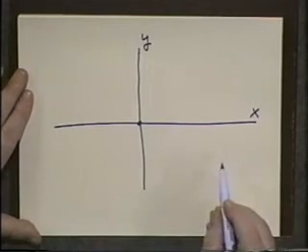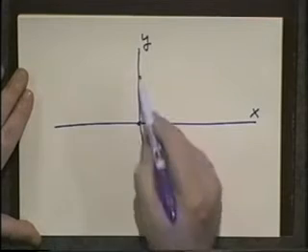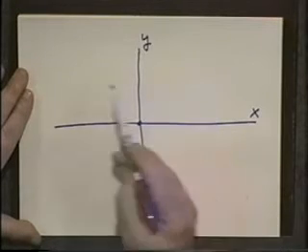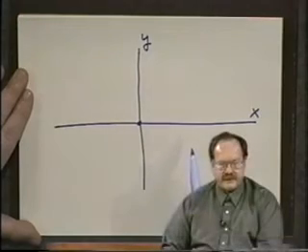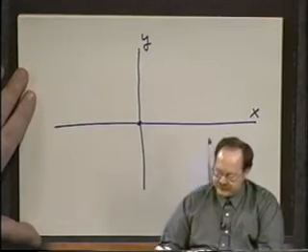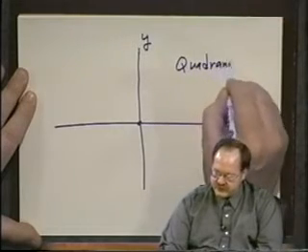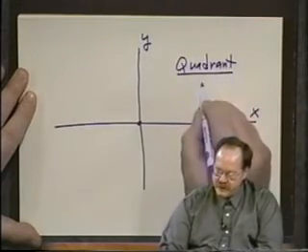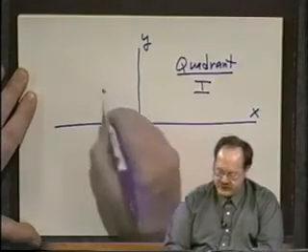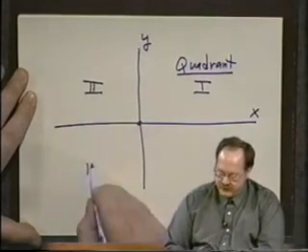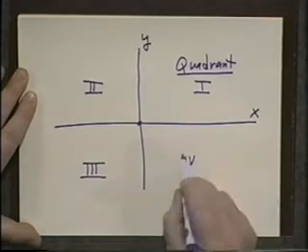Now, there are some other parts that need to be labeled here. These two lines divide the plane up into 1, 2, 3, 4 pieces. These 4 pieces are given names. They are called quadrants because quad refers to 4. This one is the first quadrant. This is the second quadrant. This is the third quadrant. And this is the fourth quadrant.